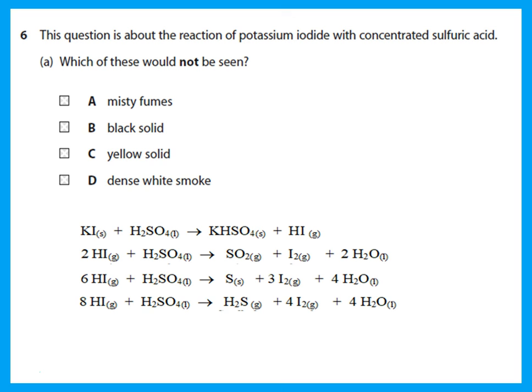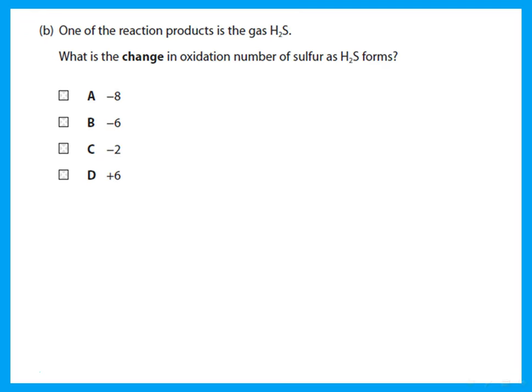So in that case, we can form misty fumes, which are the HI. Black solid, that would be the iodine if we have it in the form of solid. Yellow solid is the sulfur. We have sulfur forming. We also have sulfur dioxide gas forming. He's saying which of these would not be seen. We will not see dense white smoke. It will not form dense white smoke.